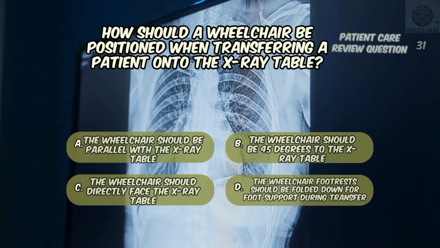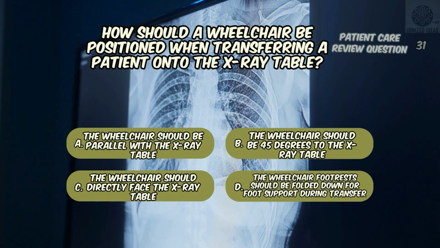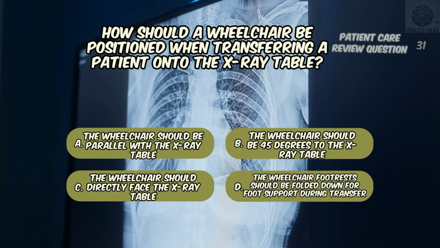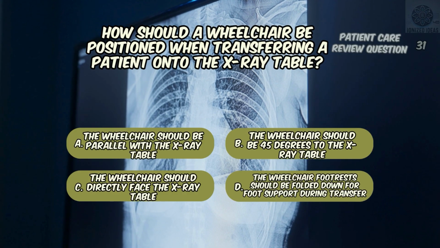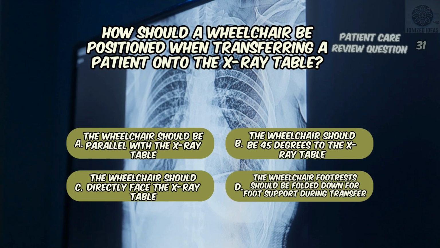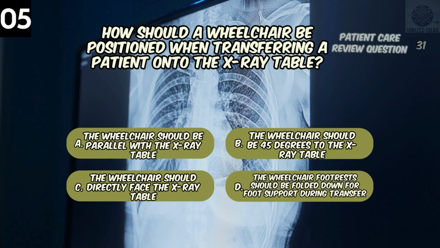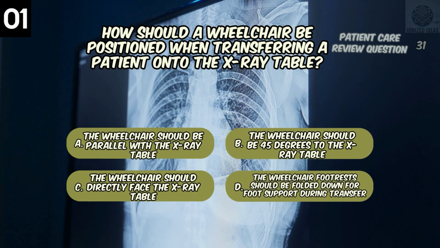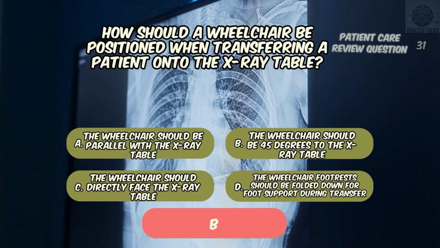How should a wheelchair be positioned when transferring a patient onto the X-ray table? A. The wheelchair should be parallel with the X-ray table. B. The wheelchair should be 45 degrees to the X-ray table. C. The wheelchair should directly face the X-ray table. D. The wheelchair footrests should be folded down for foot support during transfer.